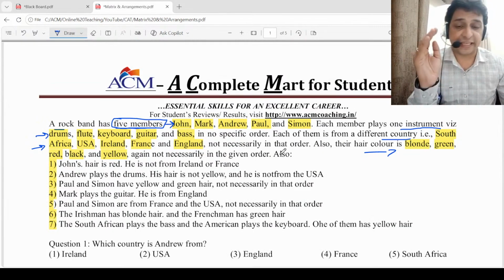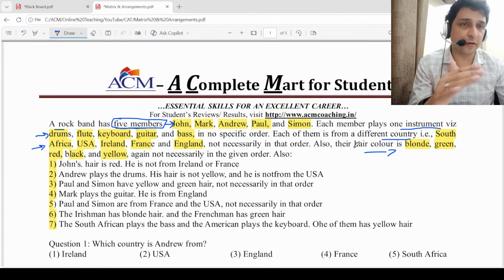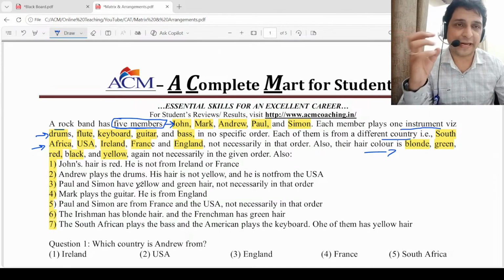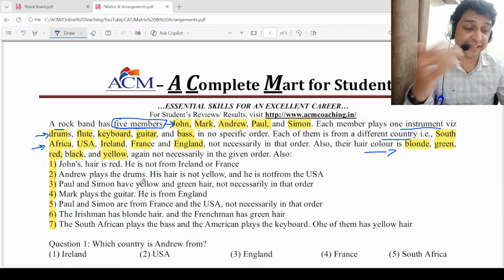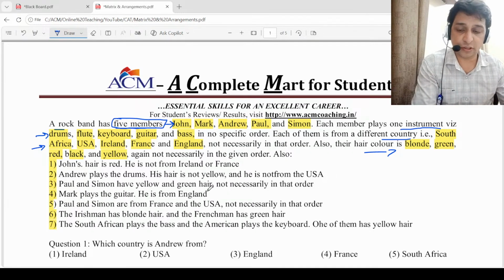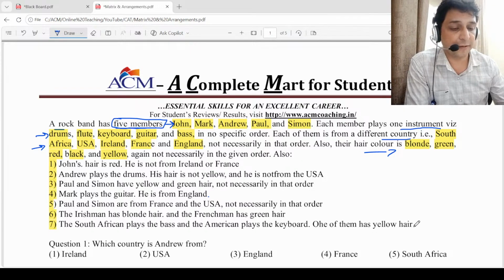Now, out of the other 3 categories, which are instruments, countries, or hair color, write any one of those. Try to find out from the hints given below which category has been mentioned the maximum number of times. So write that category now. Now John's hair is red. He's not from Ireland or France. Andrew plays the drums. His hair is not yellow, and he's not from USA. Paul and Simon have yellow and green hair, not necessarily in that order. Mark plays guitar. He's not from England. Paul and Simon are from France and USA, not necessarily in that order. The Irishman has blonde hair. The Frenchman has green hair. The South African plays the bass and the American plays the keyboard.